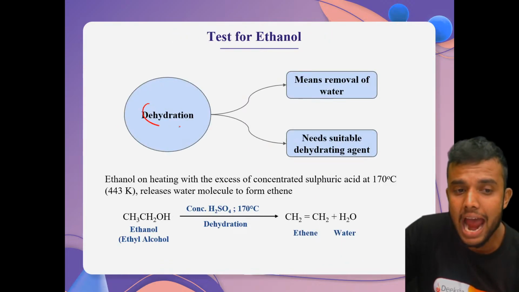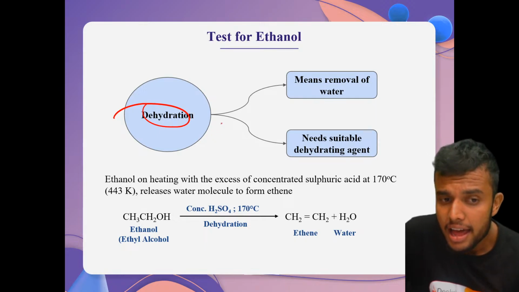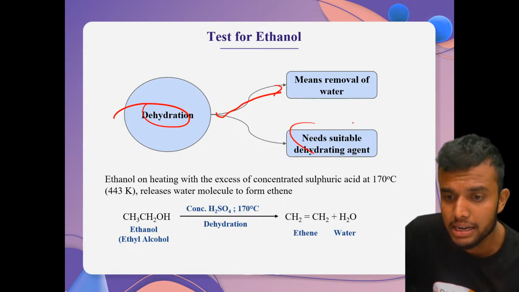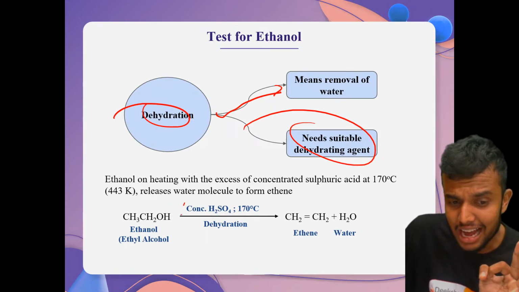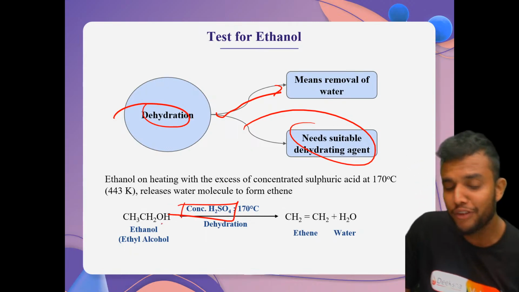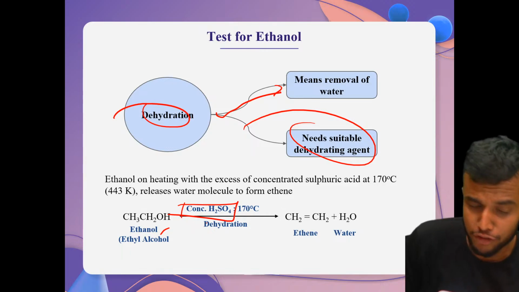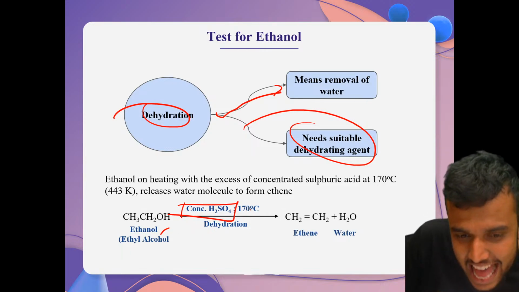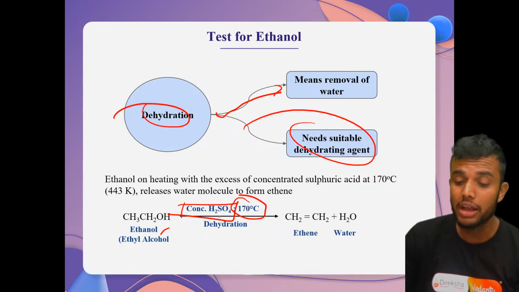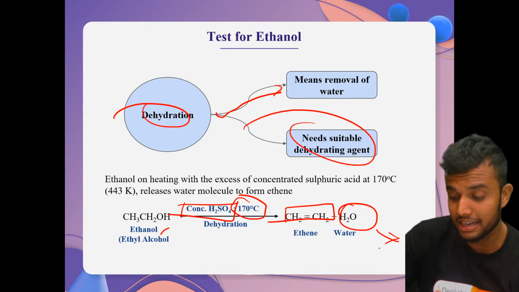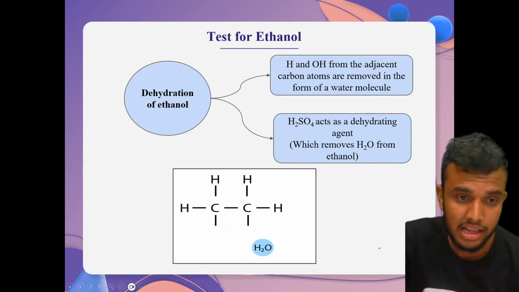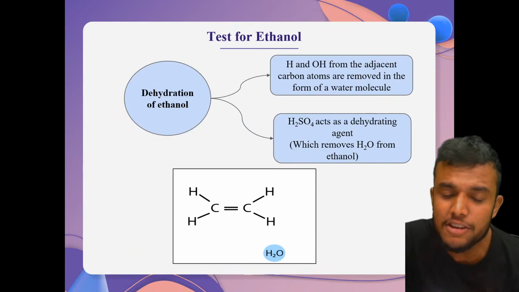Then move on to dehydration. Dehydration is nothing but removal of water and needs a suitable dehydrating agent. The best dehydrating agent is concentrated H2SO4. If you heat ethanol in the presence of concentrated H2SO4 at exactly 170 degrees Celsius, it forms an ethene molecule and a water molecule is released. This is also a test for ethanol.